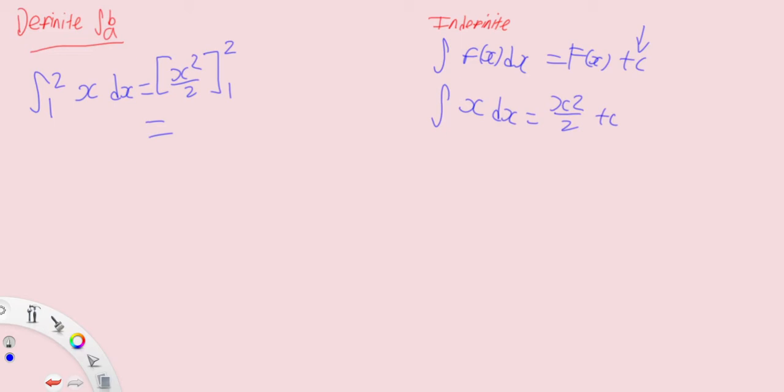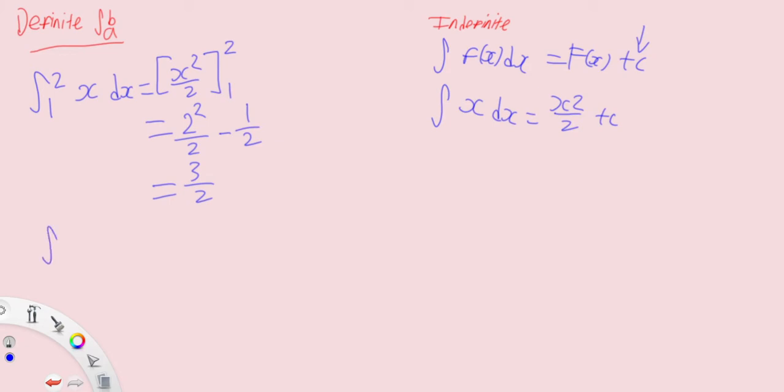Next up, sub in the values. How do you sub in the values? Very simple. First, sub in the upper limit 2. So I sub in x equals 2, I get 2 squared over 2. Afterwards, you put a minus sign. You take the upper limit, subtract it with the lower limit. So sub in 1, I get 1 squared over 2, half. Then I will get 3 over 2, and that will be the final value of this definite integral from 1 to 2.